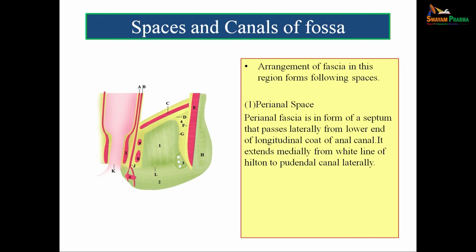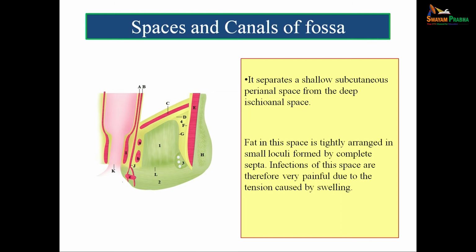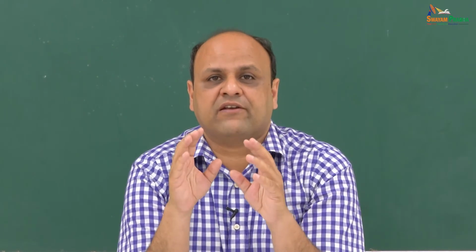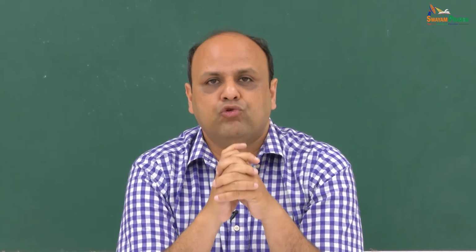space. So, these fascial extensions are not so complicated if they are comprehended in the right manner. So, this L separates the shallow subcutaneous perianal space from the deep ischioanal space. Now, I want you to concentrate here that there is a difference between the arrangement of fat in 1 and 2.